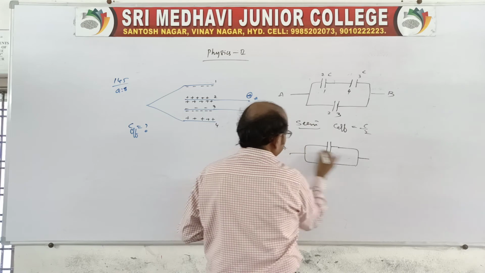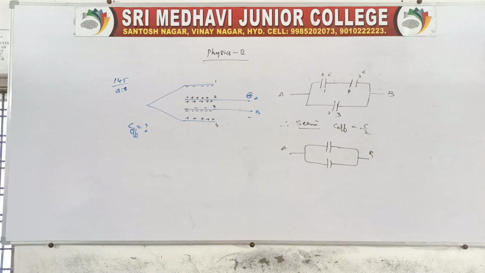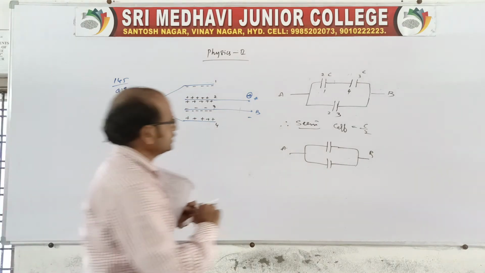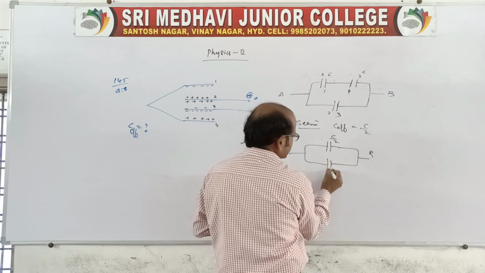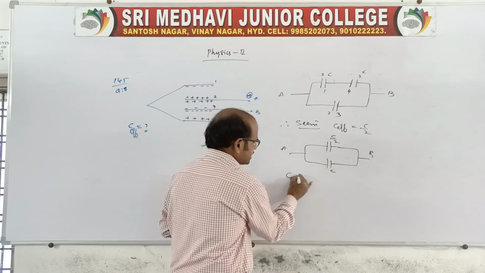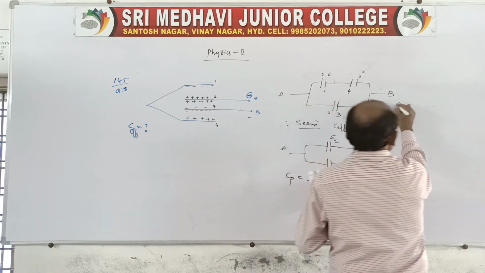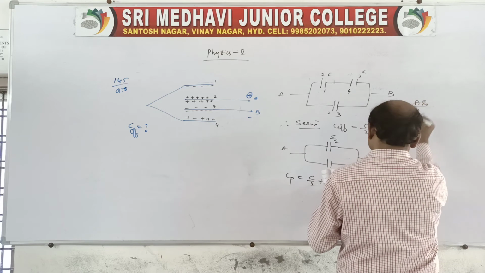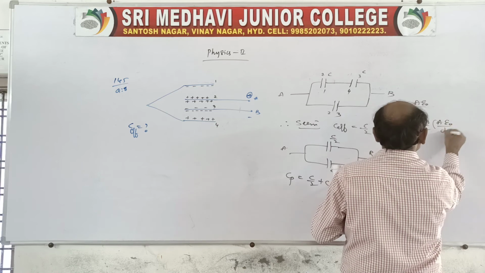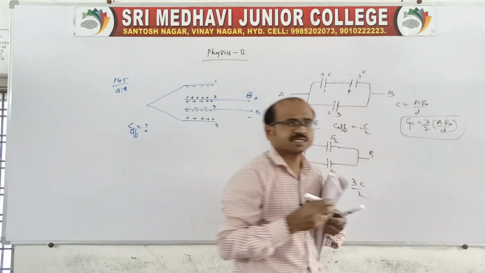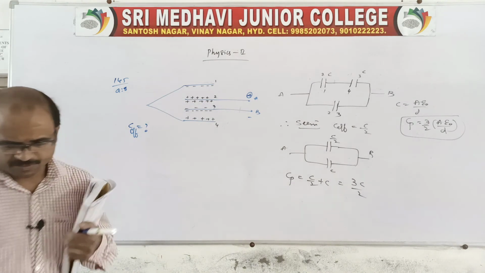This is the A terminal and it is the B terminal. Here both will be C by 2 and C. Now it is a parallel combination: Cp is equal to C by 2 plus C, so that is 3C by 2. But we know C is nothing but A epsilon naught by D. Therefore Cp is equal to 3 by 2 into A epsilon naught by D. This is the effective capacitance in the case of a parallel combination for the given question.